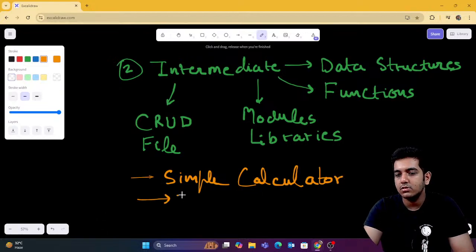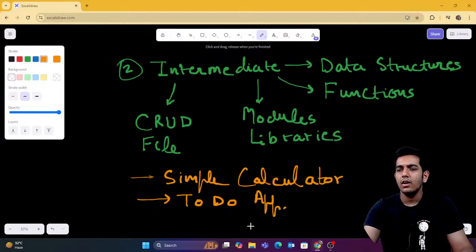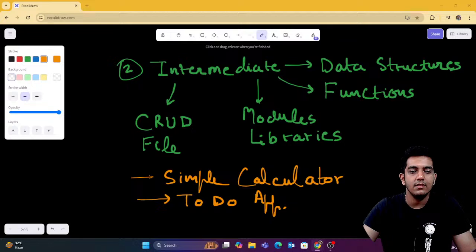And the second project is a to-do app. Okay, so a to-do list app, it's a simple application which would allow you to manage tasks. So you can make these two projects using this much knowledge, right? This is it.